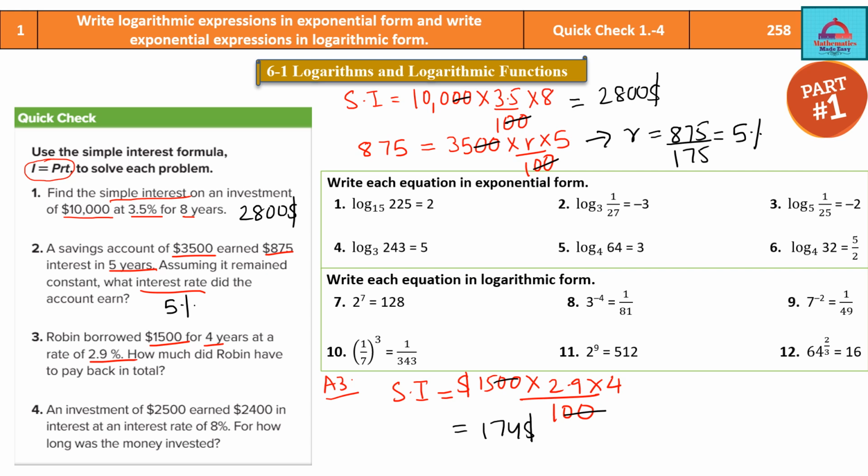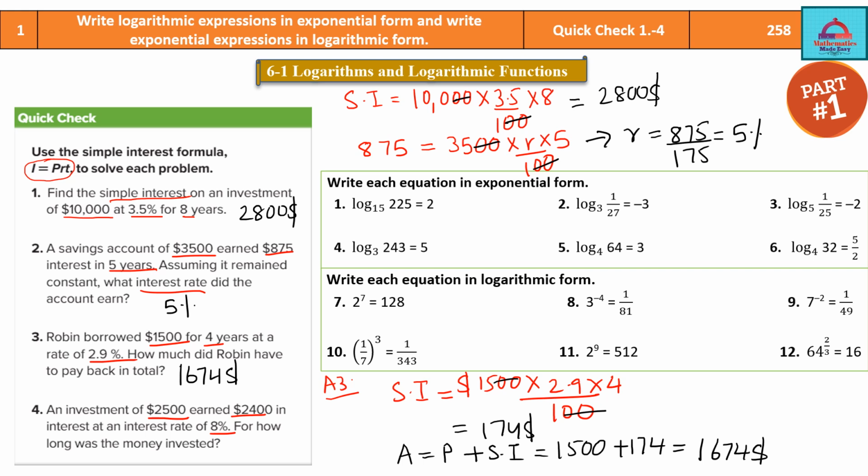This comes out to be $174. Now the total amount he has to pay back is going to be the principal plus the simple interest. The principal is 1500, to it you add 174, so this is going to be $1674. So he has to pay $1674 back in return. Let's do number 4. In this one you have to find the time. The rate is given, the principal is given, the interest is given.